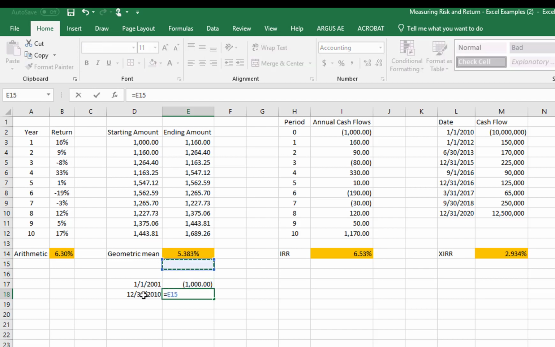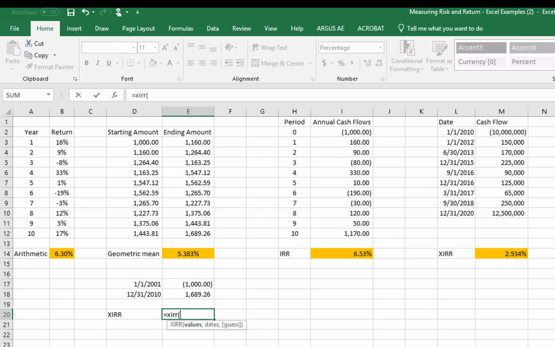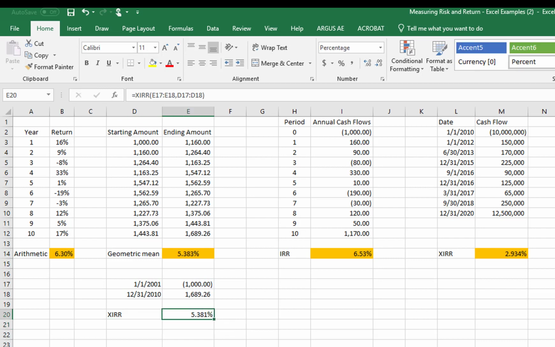If I link to this cell, this little series of dates and numbers says that I invest $1,000 at January 1st, 2001, and then I get back $1,689 after those 10 years. So with the XIRR function, I can get that same number, or very close. I highlight the values, I highlight the dates, and I get my number, 5.381. It's off by 0.002, so 2/1000ths of a percent.